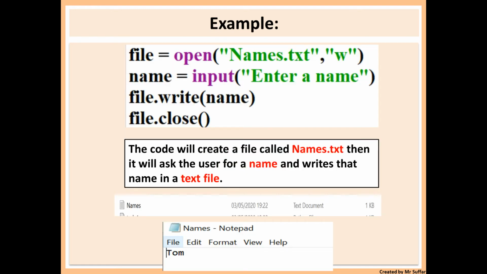So here is another example. We've got a file open. So we're creating a text file called names.txt. As you can see there, we've created a text file called names.txt. And I've asked the user for a name, and I've written that name to the text file. So if the user typed Tom, this is what will happen. You can see Tom inside that specific text file.